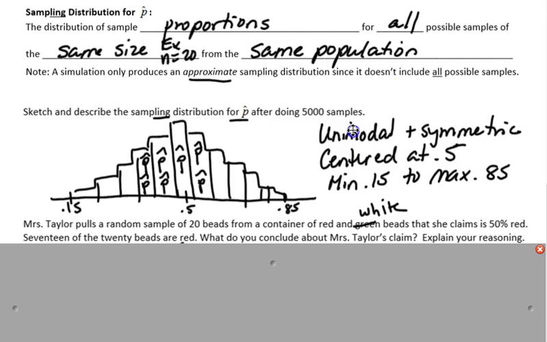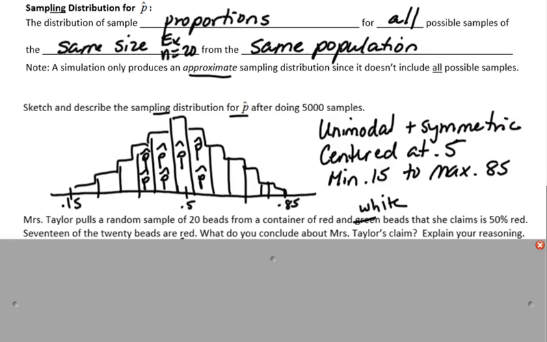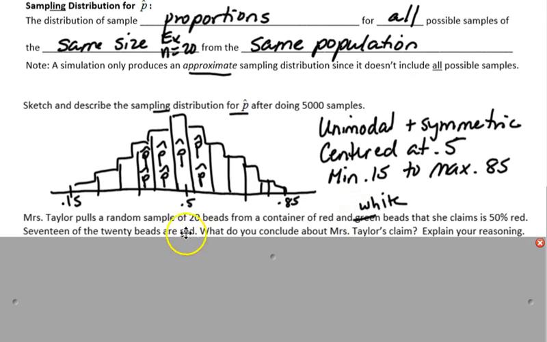That's what we have. Now, I have a question for you. Mrs. Taylor pulls a random sample of 20 beads from a container of red and white beads that she claims is 50% red. 17 of the 20 beads are red. What do you conclude about Mrs. Taylor's claim? Explain your reasoning.